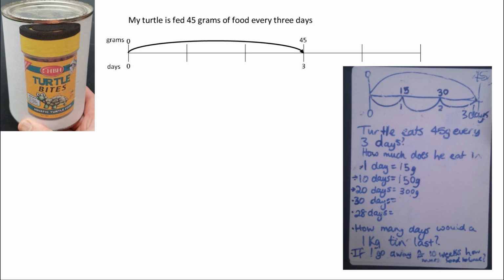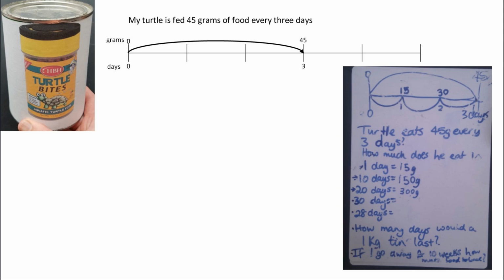And I said, so we had all these great discussions on, well, if I go on holidays for 3 months, will a 1 kilo tin be enough to feed my turtle? Or will I have to leave my friend 3 tins? Or how much would I need to leave? So that was the start of my proportional reasoning.